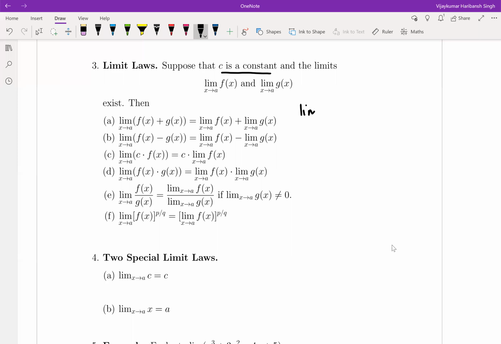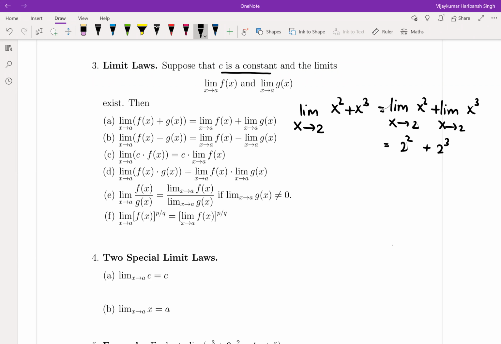If you want to look at an example, it can be the limit as x goes to 2 of x squared plus x cubed. This limit is the same as the limit as x goes to 2 of x squared plus the limit as x goes to 2 of x cubed, which is basically 2 squared plus 2 cubed. Note that when you do this, both the limits should exist.